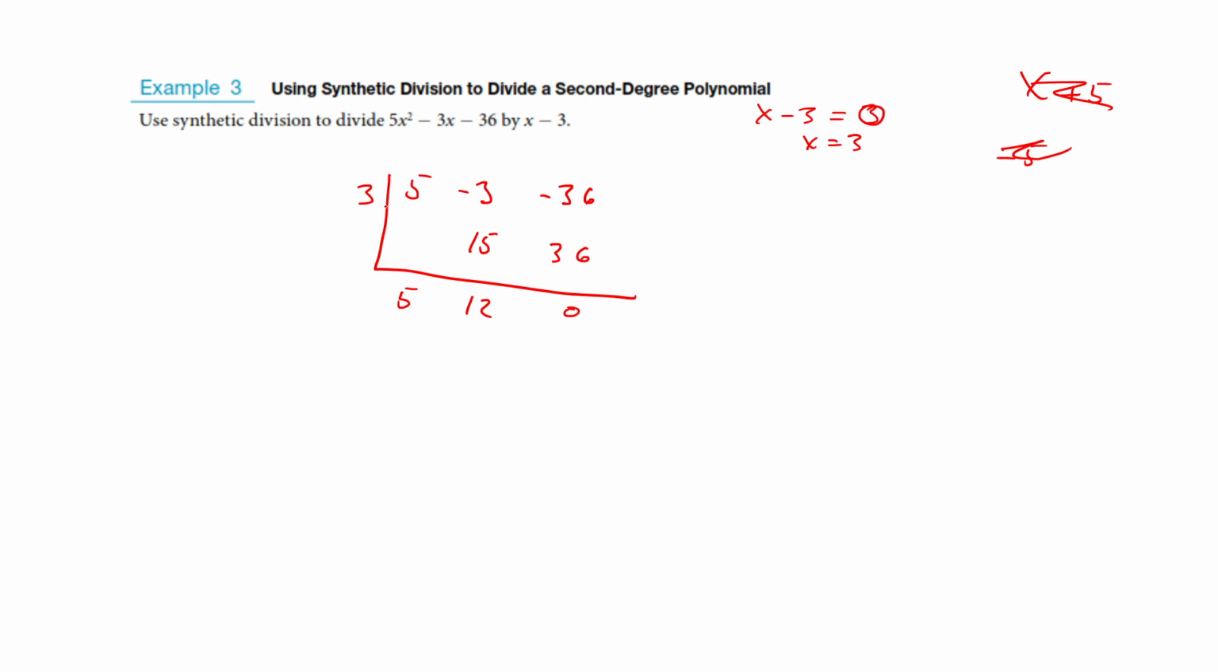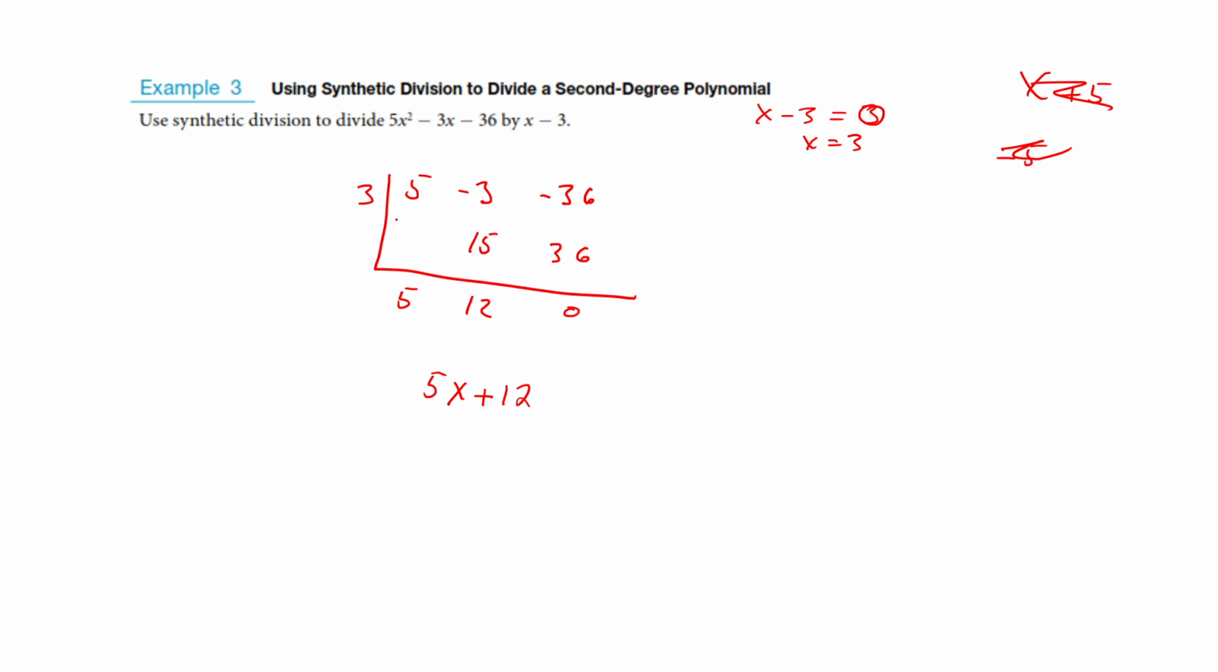So again, here are my coefficients. Bring the first one down. Multiply. 3 times 5 is 15. Add, 12. 3 times 12 is 36. Add, 0. And you say, well, what does that tell me? Now we had 5x squared, so this is going to be 1 degree lower. This is going to be 5x, because it was x squared. We've sliced out 1. 5x plus 12 with no remainder. Do you see how easy that was? So much nicer. So remember, you're taking the root, not negative 3. You're taking the root, which would have been 3.